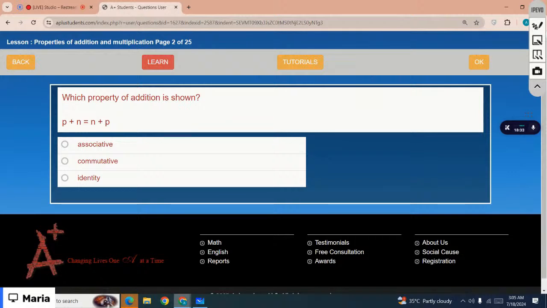Which property of addition is shown, which is the correct option? P plus n equals n plus p. So that is the commutative property. When on both sides the variables are same, just the order of addition is different, that is known as the commutative property. So you can add either way, the answer is exactly same, right? That is p plus n and n plus p.